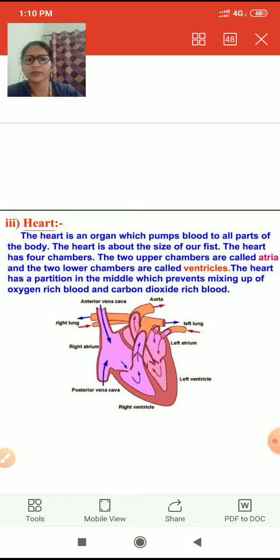And the heart has a partition in the middle which prevents mixing up of oxygen rich blood and carbon dioxide rich blood. The left part of the heart is separated from the right part of the heart with the partition. That partition is called septum, which divides the heart into 2 parts. Understand?